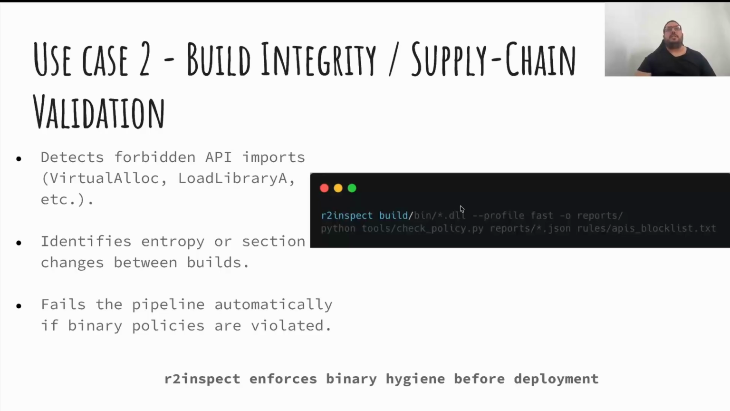So the second use case could be the possibility to check the integrity of the different builds, and also even to detect supply chain attacks or to validate the supply chain pipeline. So basically, we can detect forbidden API imports like VirtualAlloc or LoadLibrary, and then identify entropy or section changes between builds, and then force the pipeline to fail automatically if some of the binary policies are violated. So this is an example with a demo.